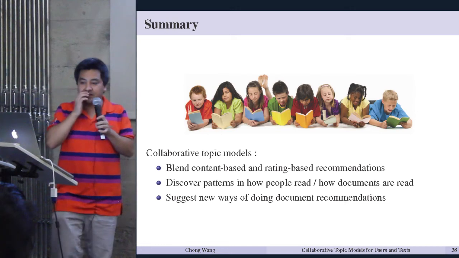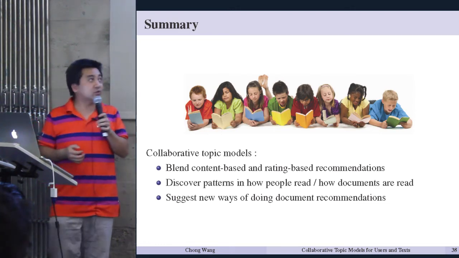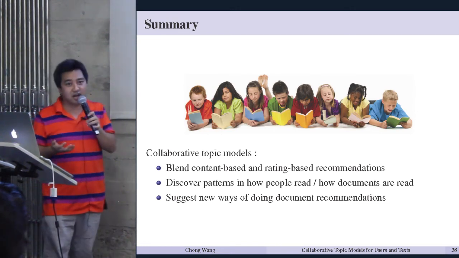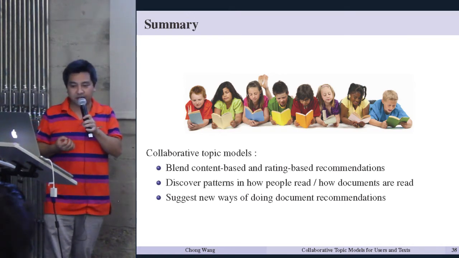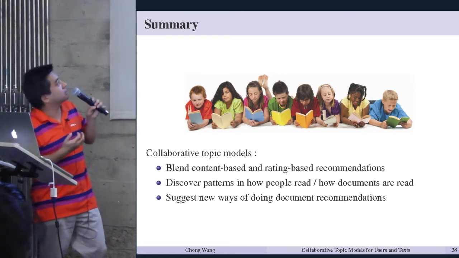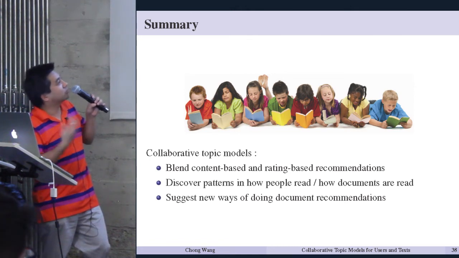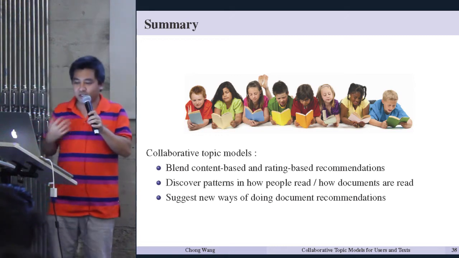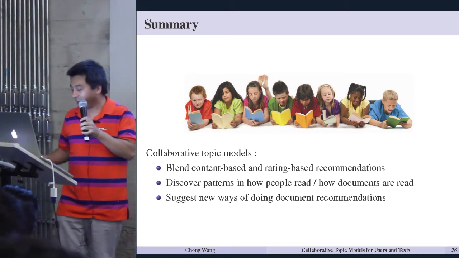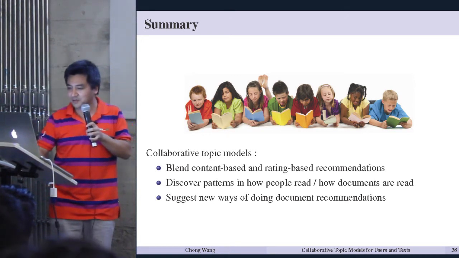Okay, so the summary of this model is, I think, 3 things. It blends content-based and rating-based recommendation into a single model, and it can be used to discover patterns in how people read and how documents are read. And it can suggest new ways of doing document recommendations. So here's the new way. I'm not sure it's quite new, but let me just do a demo here.